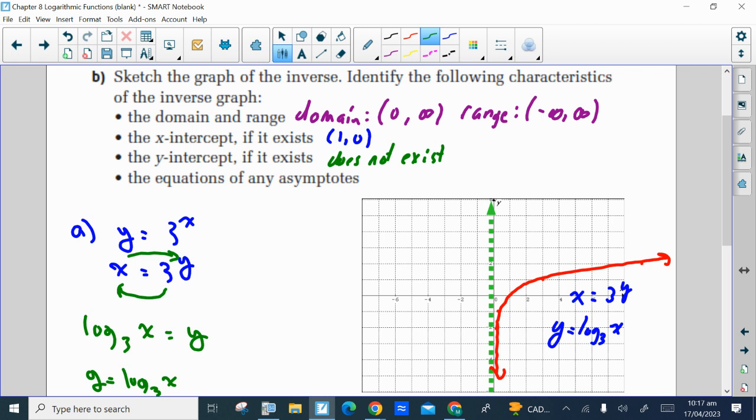The y-axis is an asymptote. And so the equation of the asymptote, remember an equation must have a variable and an equal sign, is the line x equals 0.